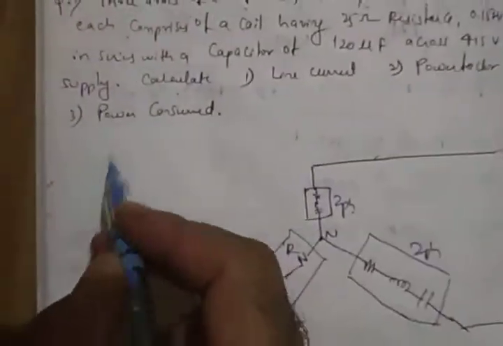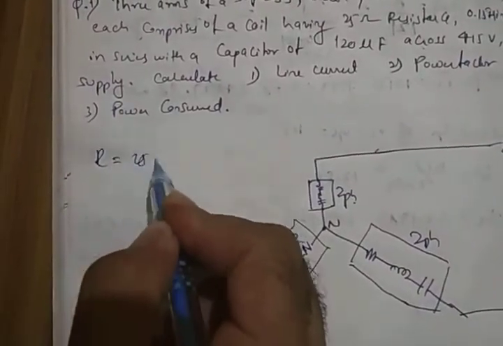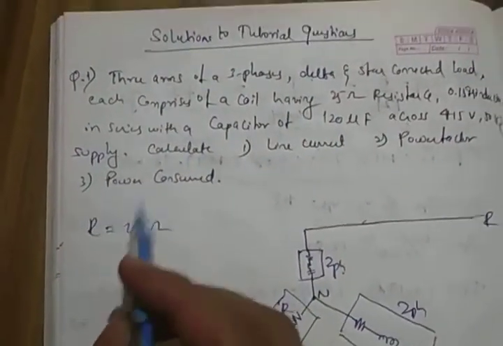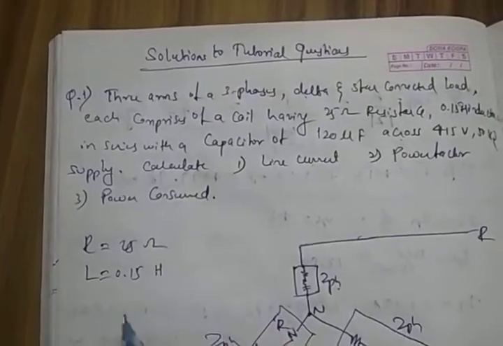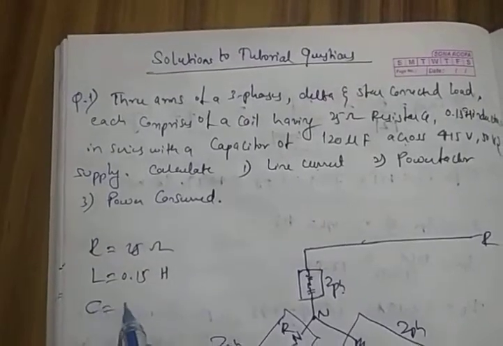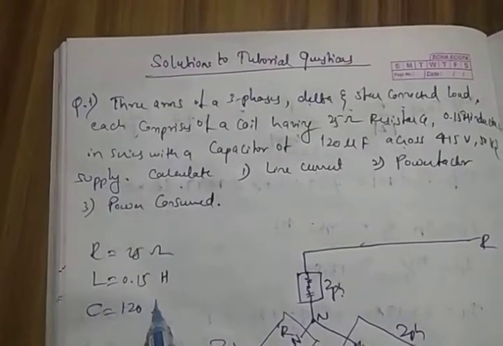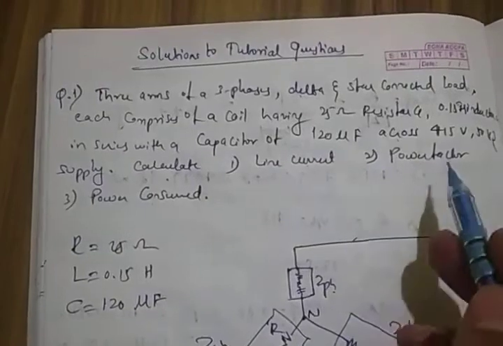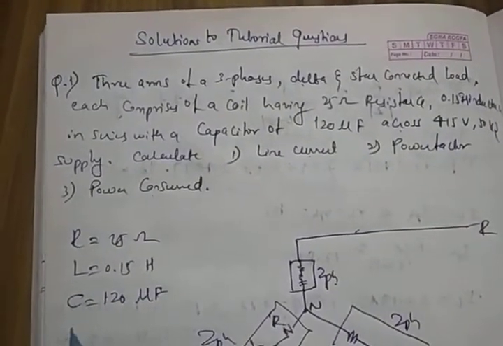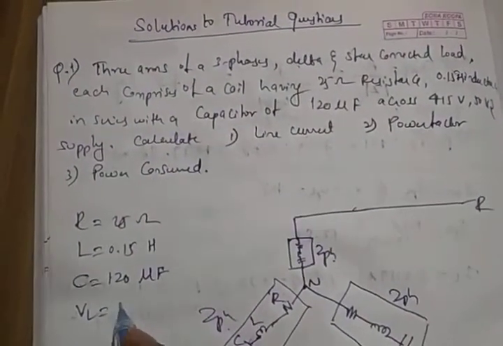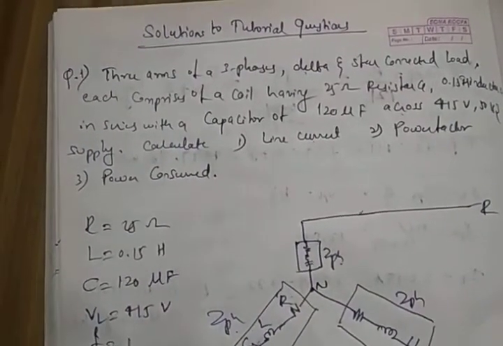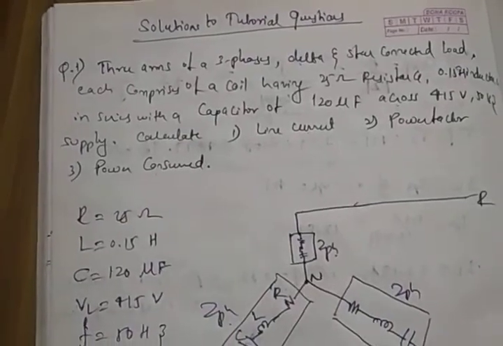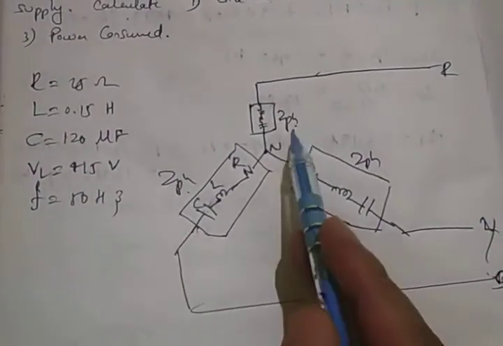So let us take the given data: the value of R is 25 ohm, inductance L is 0.15 Henry, capacitance C is 120 microfarad, and the supply voltage is 415 volt, which should always be taken as VL, and the frequency F is 50 Hz. First, calculate the impedance per phase.